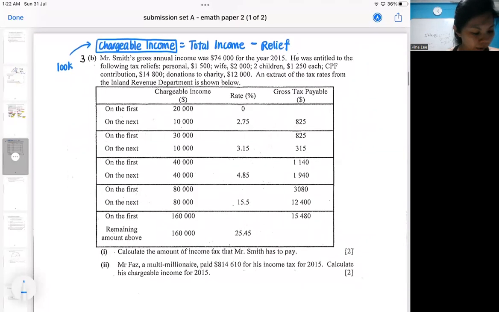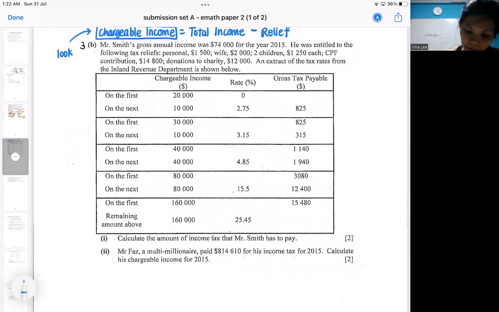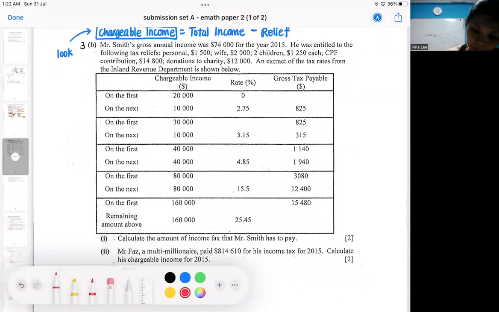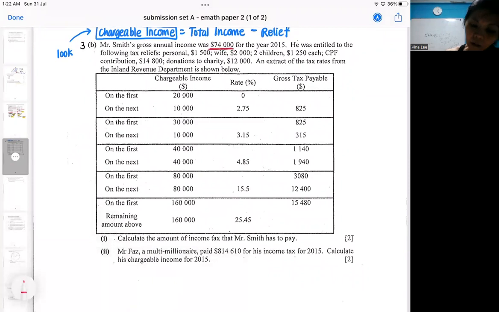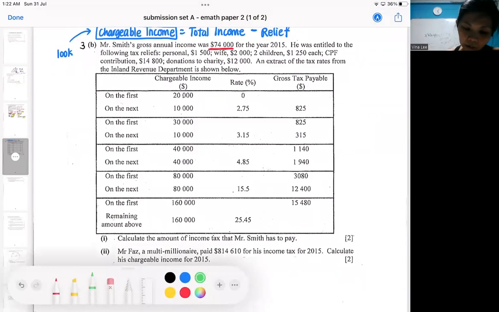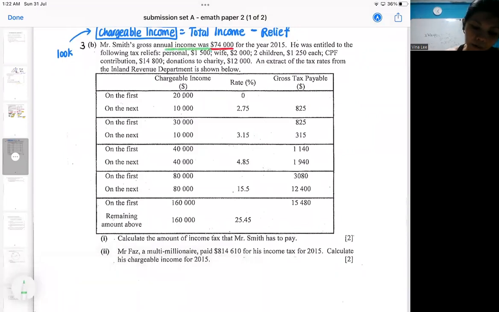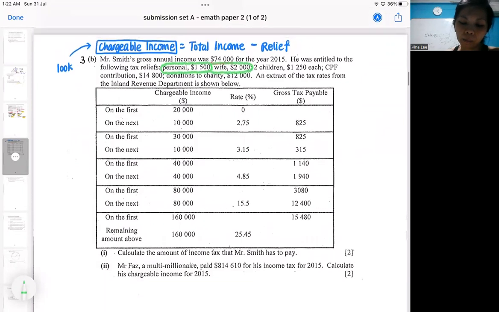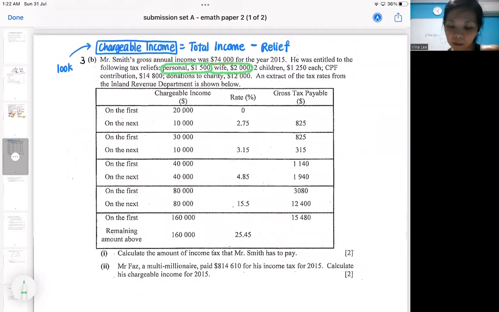So for this person, this is the total income. And he has quite a number of reliefs. So let's go through the reliefs. He has a personal relief. Personal relief is like he needs to spend on himself, so the government gave him a discount. Then he has a wife relief, meaning that he has to support his wife, so the government gave another discount. And he has 2 children, so the government also gives a discount because he needs to support the children.